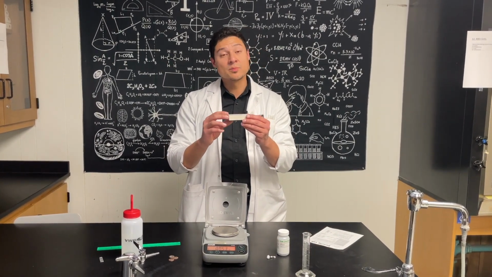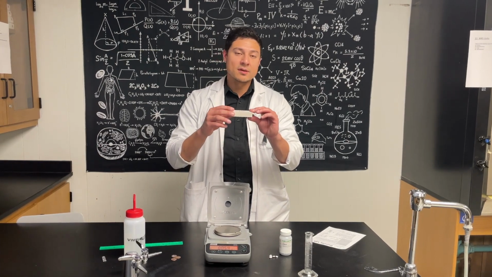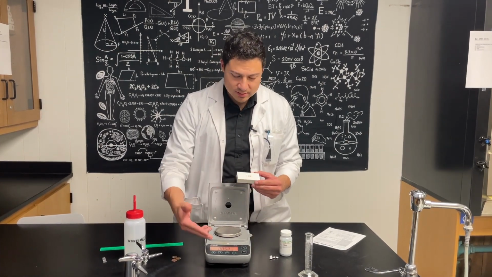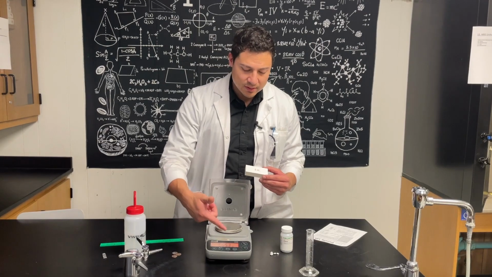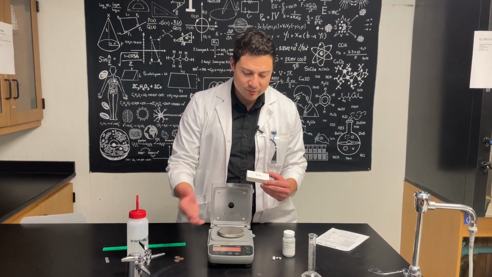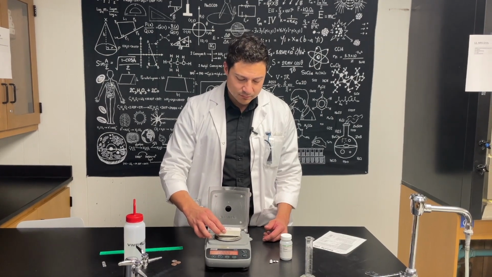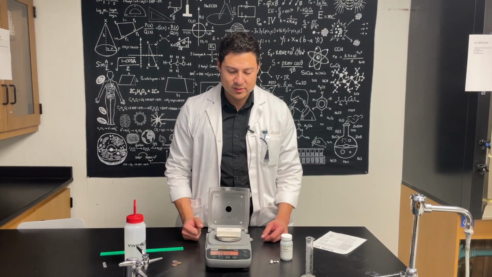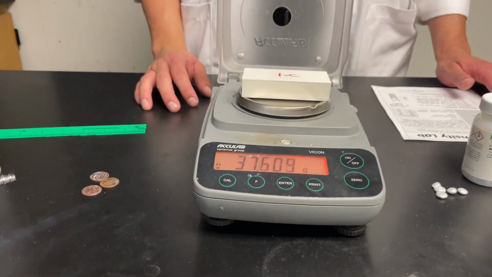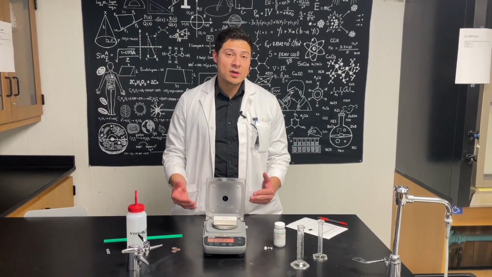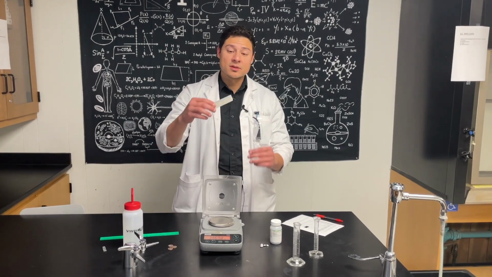So this is a rectangular piece. Now to find the mass, we're gonna use a digital balance. So we have our digital balance here, and we're going to zero it before we actually put the item on there. So we're gonna go ahead and place it on here and write down the mass of this object.